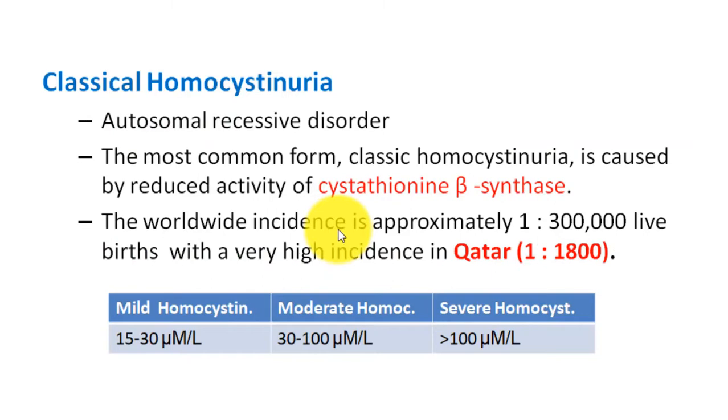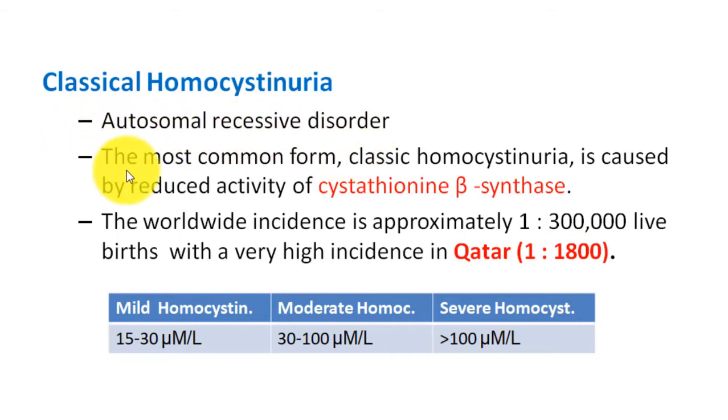Now let's talk about classical homocystinuria first, which is actually very prevalent in Qatar. This is the most common type of homocystinuria, occurring in 1 in 300,000 cases. In Qatar, it is 1 in 1800 cases. You will see the case. Classical homocystinuria, like all homocystinurias, is an autosomal recessive disorder.